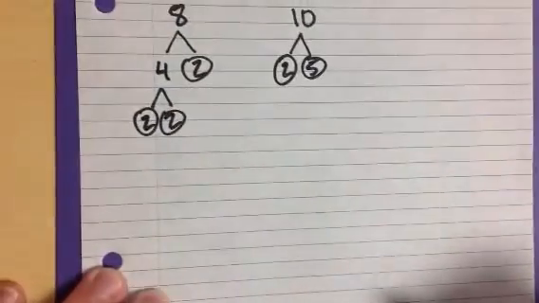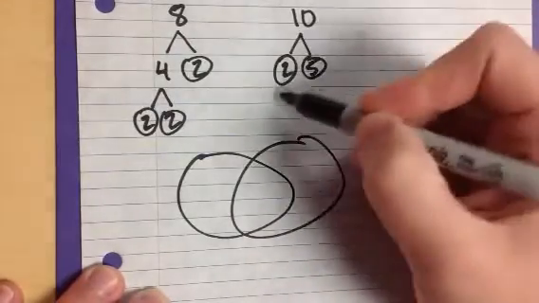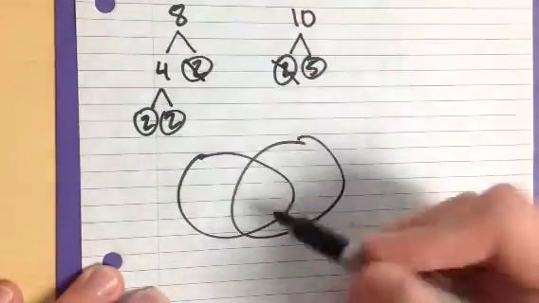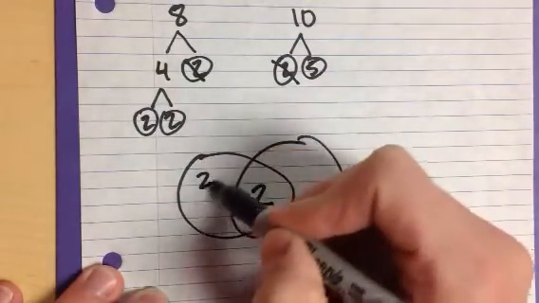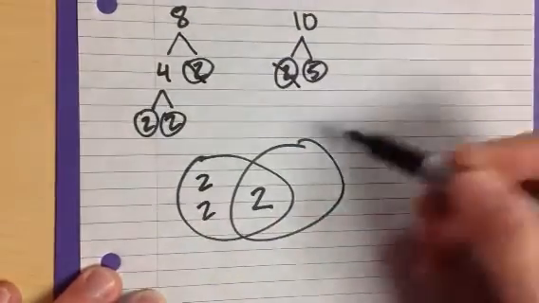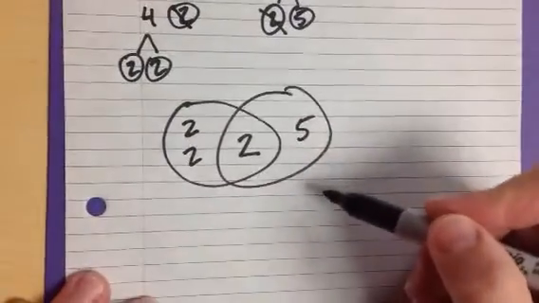To make the Venn diagram, that's the two-circle thing, they each have a 2 that they share, so that would go in the middle. The 8 has two 2s that it doesn't share with the 10. The 10 has a 5 that it doesn't share with the 8. So this is what our Venn diagram would look like.